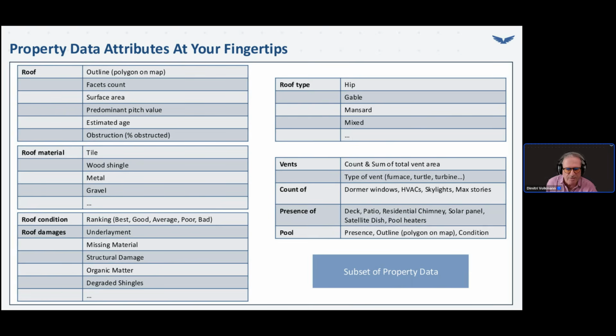Condition of the roof: we rank the roof by condition, A, B, C, from A being the best to E being the worst. Potential roof damages. Beyond the roof, we also look at other property attributes, such as the presence of vents, count of windows, dormer windows or HVAC units, presence of a deck, ratio, pool conditions, all those kinds of things. We're going to see that in a second.